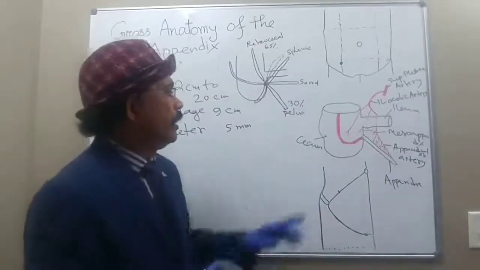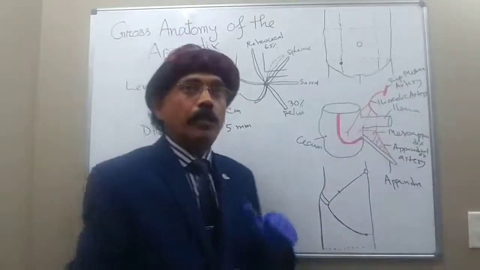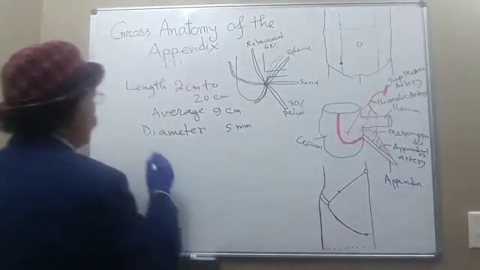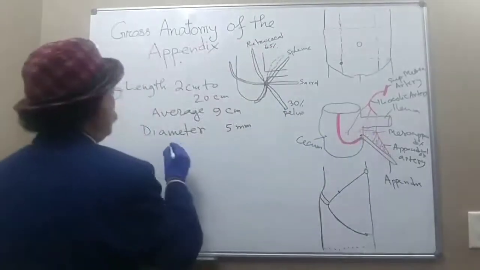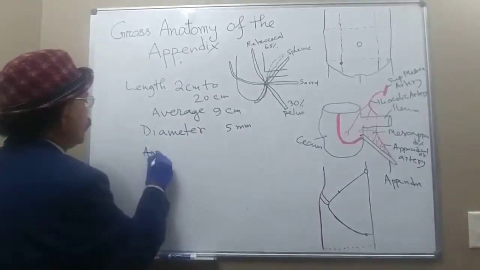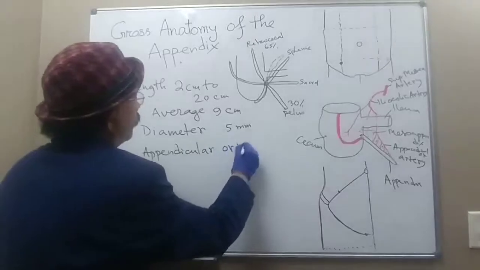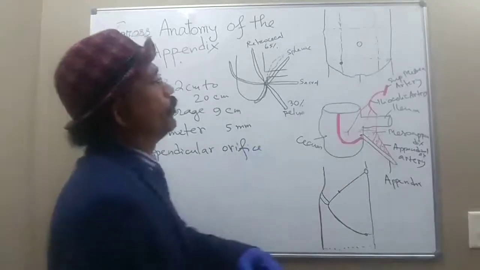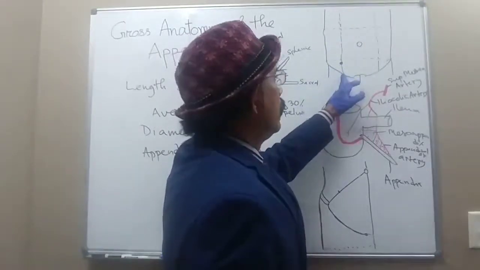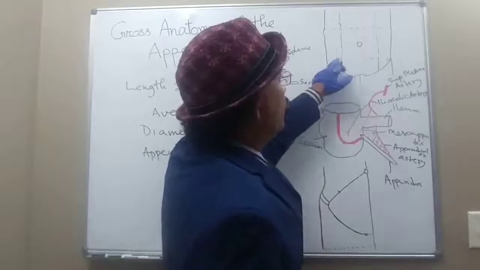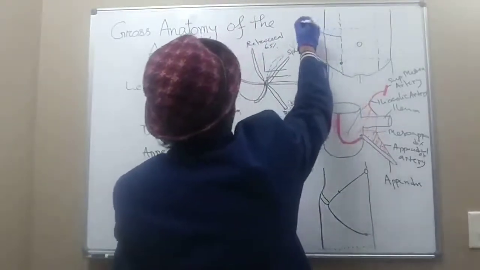The appendix opens into the cecum by the appendicular orifice. Here is the appendicular orifice. What is its location in our body? It is at the junction between the right lateral plane and the transtubercular plane. This is the right lateral plane.